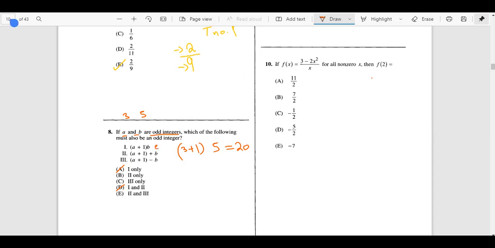All right, the second option says a plus 1, that becomes even plus odd. So 4 plus 5, 4 is basically the even number which we get after adding 1 to the odd, and 5 is the odd number. This is 9, right? So this is odd. 2 is odd. And again, if we subtract any odd number from an even number, let's say we have 4 and we are subtracting 3, so we get 1, which is an odd number. So clearly 2 and 3 are giving us odd integers, right? So E is the answer.